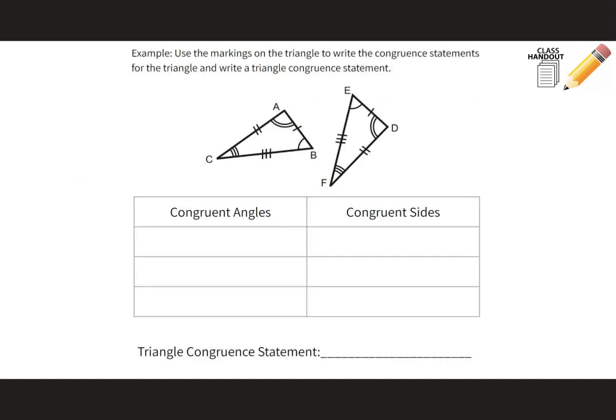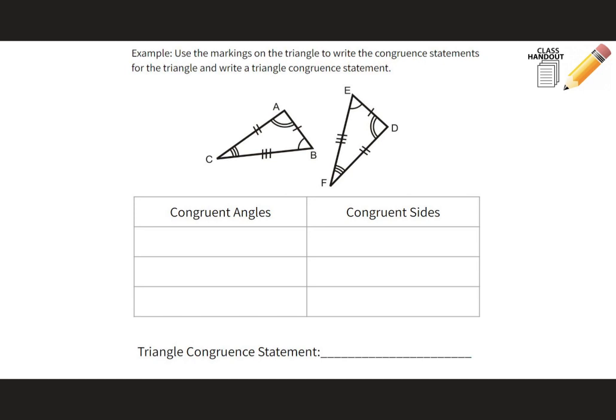All right, so this example says, use the markings on the triangle to write the congruent statements for the triangle and write the triangle congruent statement. Okay, so when we are marking congruent parts in triangles, we mark sides with little ticks on the side. So if it has one tick mark, that matches up with a one tick mark on the other side. And to mark congruent angles, we mark with little arcs in the corner. So the one that has one arc would match up with the one that has another arc on the other side. So congruent statements are statements showing that the parts are congruent. Since there's three angles and three sides in the triangle, when triangles are congruent, you're going to have three pairs of congruent statements for angles and three pairs of congruent statements for sides.